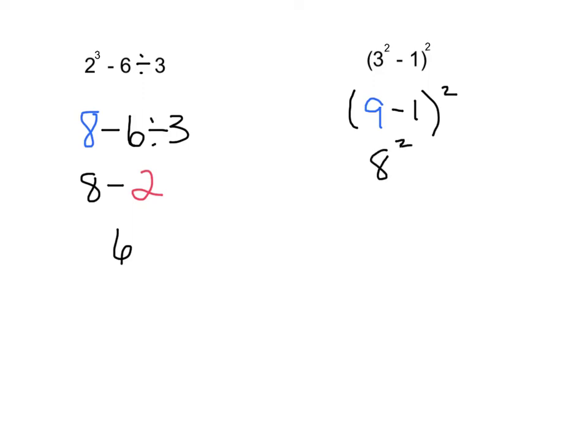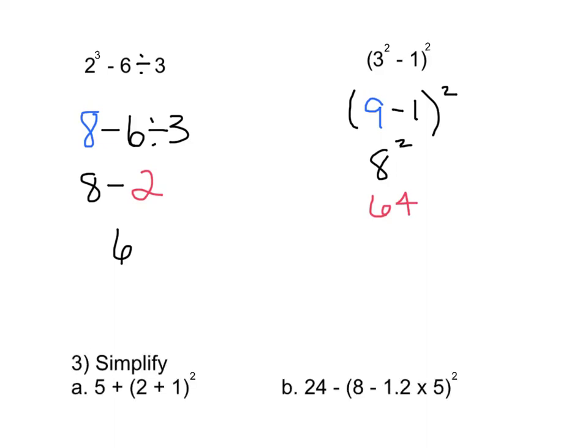So we have 8 squared. Alright, so then 8 squared we know is the base times itself, however many times the exponent is. So it's going to be 8 times 8. So 8 times 8 is 64. So our answer for 3 squared minus 1 squared is 64. Now, pause the video and try these two in your notebook.